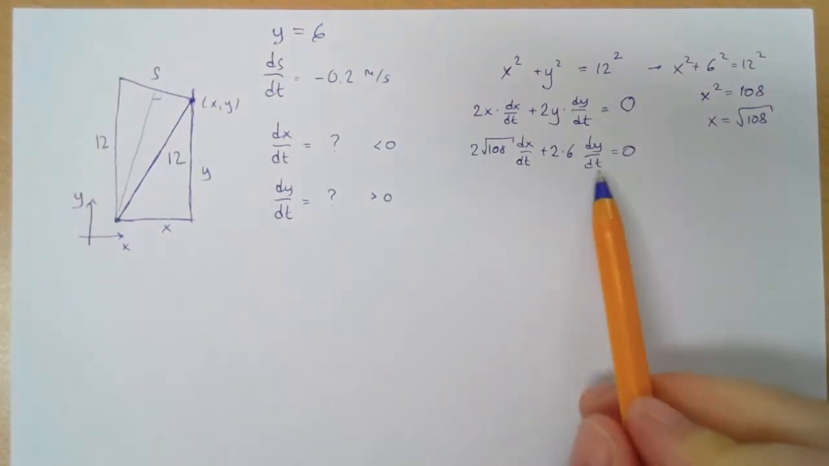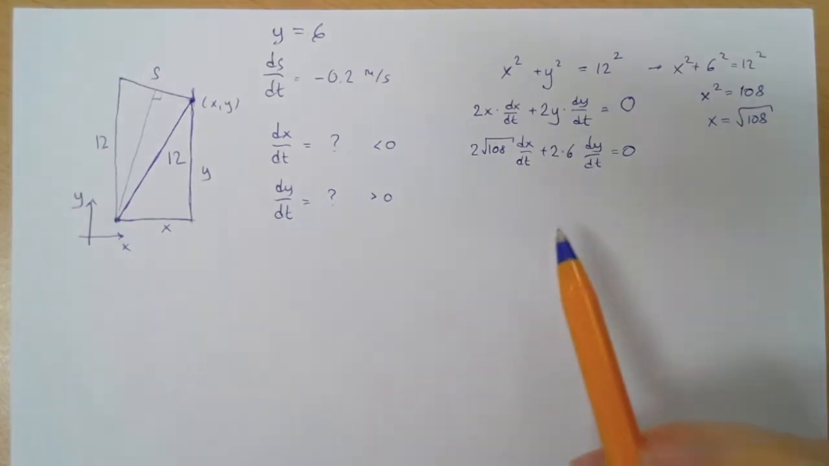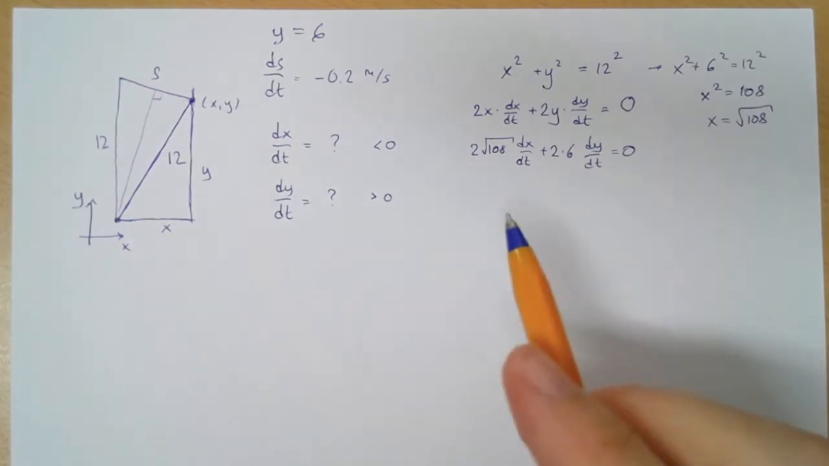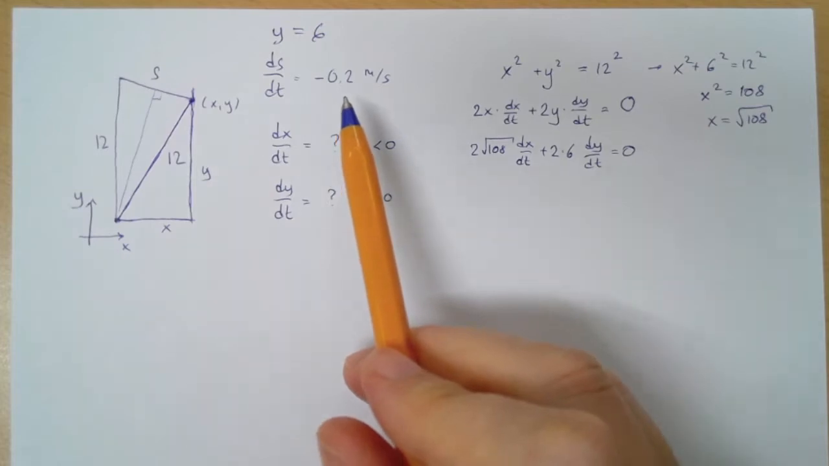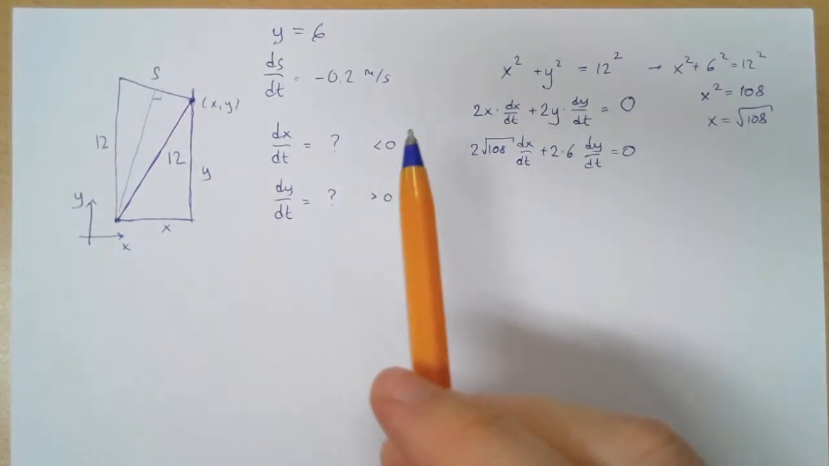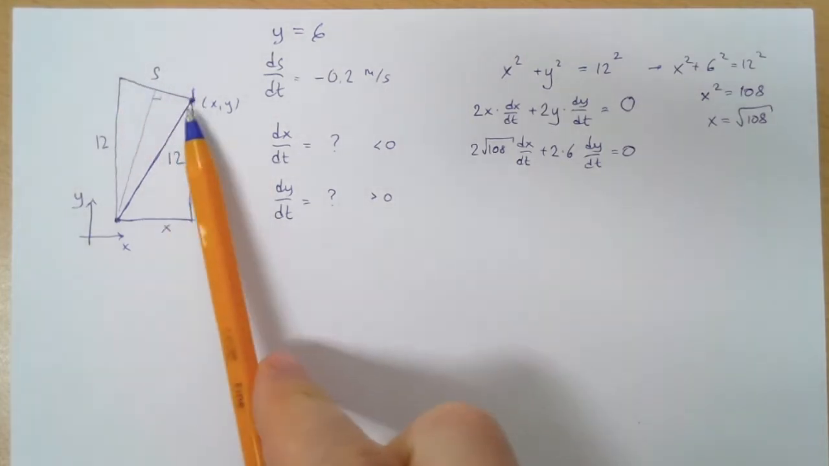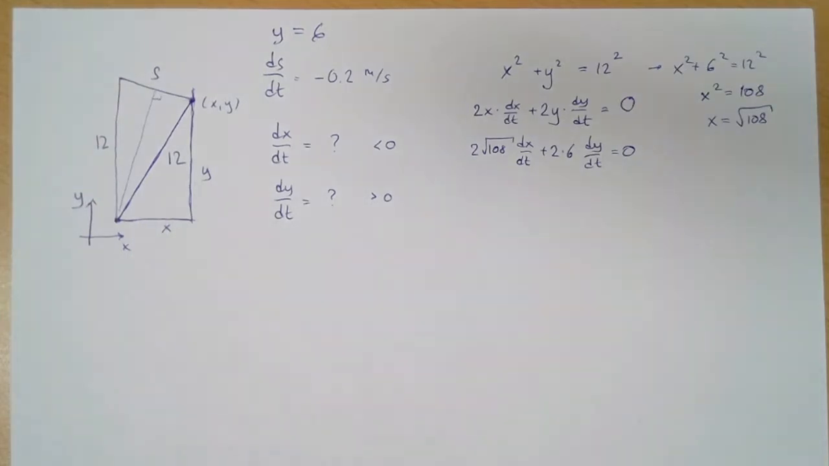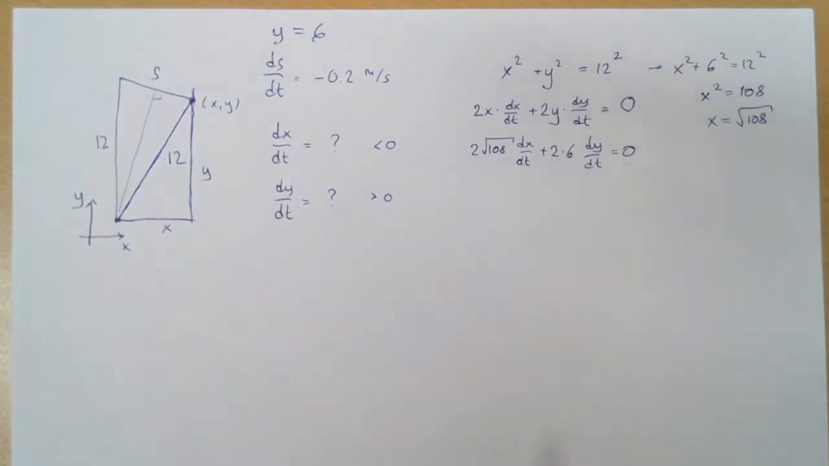I don't know dx/dt and dy/dt. In fact, these are the two questions in this exercise, so I need to find something else now because I'm stuck. And clearly, I haven't used the fact that ds/dt is negative 0.2. That's key information. It tells us how quickly this point is rising since it's being pulled along by the rope. So how can I do that? Well, here's an idea.